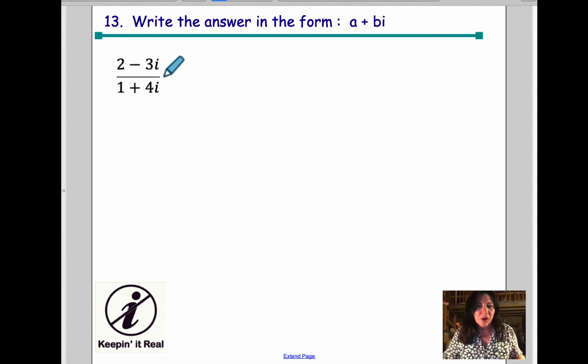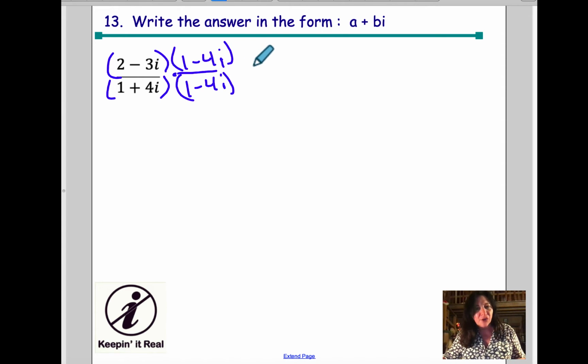All right, so I'm going to multiply this by the conjugate, which is 1 over itself. So we're going to go 1 minus 4i over 1 minus 4i. And in doing that, right, the i's on the denominator should cancel out. I'm going to FOIL on the top, right? So I'm going to get 2 minus, looks like a minus 8i minus 3i, and then looks like plus 12i squared.